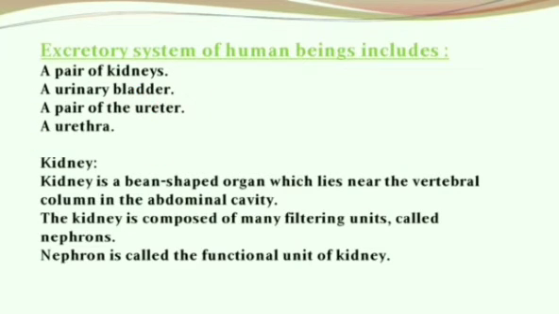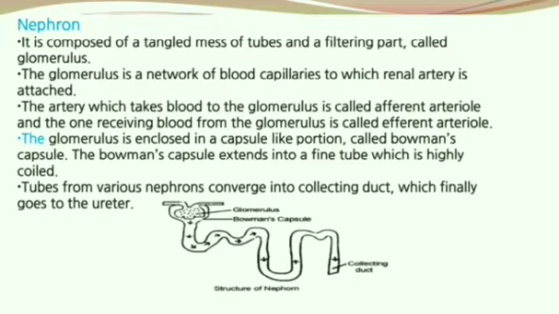Coming to kidney. Kidney is a bean-shaped organ which lies near the vertebral column in the abdominal cavity. The kidney is composed of many filtering units called the nephrons. Nephron is called the functional unit of kidney. It is composed of a tangled mess of tubes and a filtering part called the glomerulus.